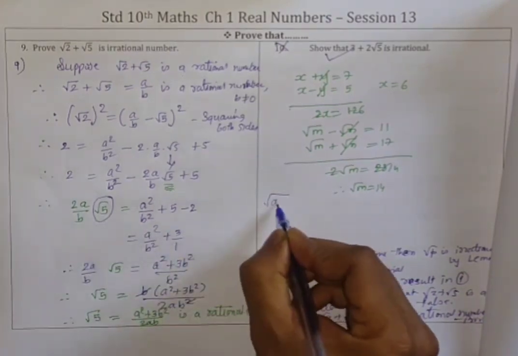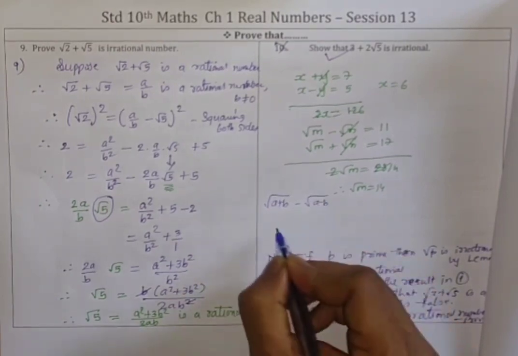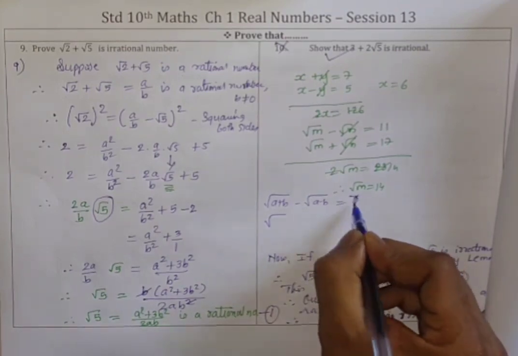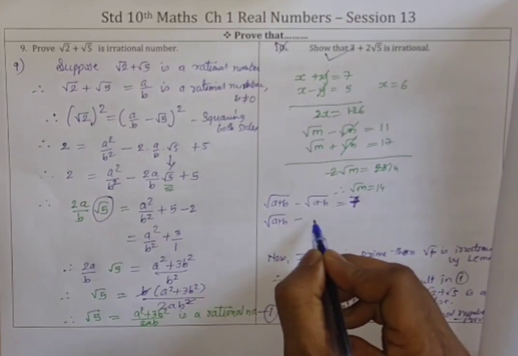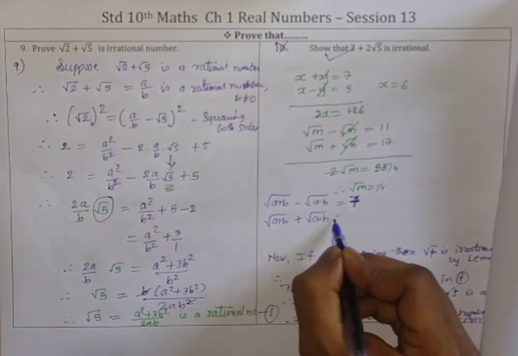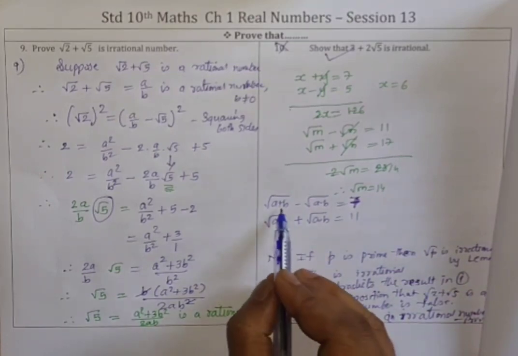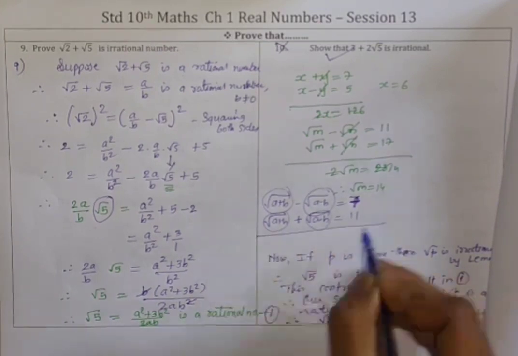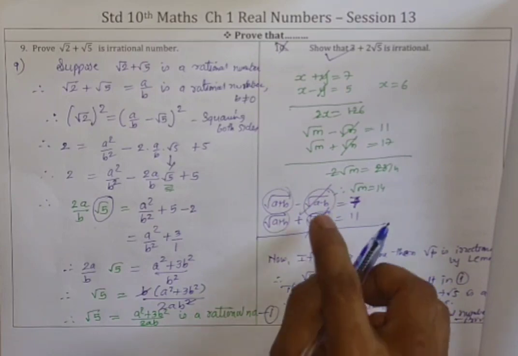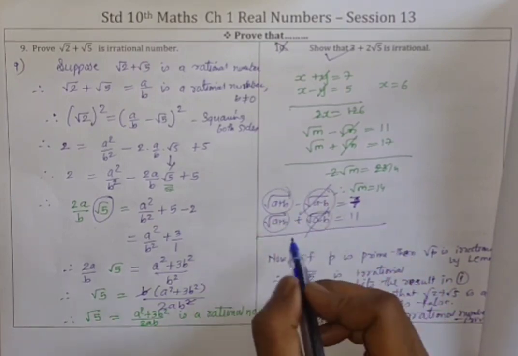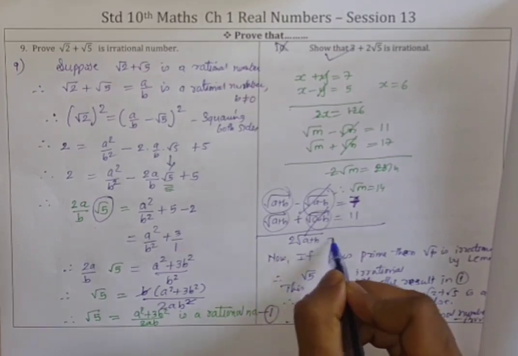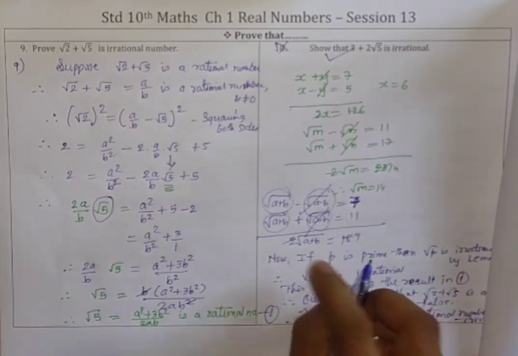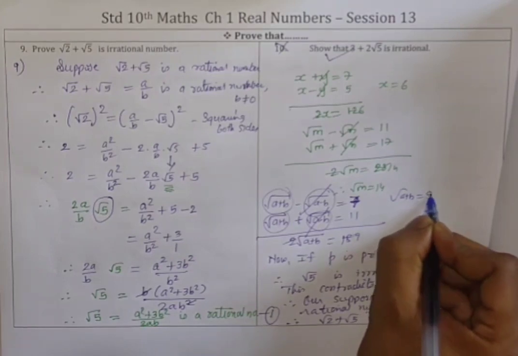Okay, root a plus b minus root a minus b is equal to 7, and root a plus b plus root a minus b is equal to 11. Look, it is the same: something minus something, and the same somethings with a plus sign. This is called elimination. On the left hand side these two terms will be eliminated, and this will be 2 times root a plus b. The total on the right hand side is 18, so after cancelling, root a plus b is equal to 9.